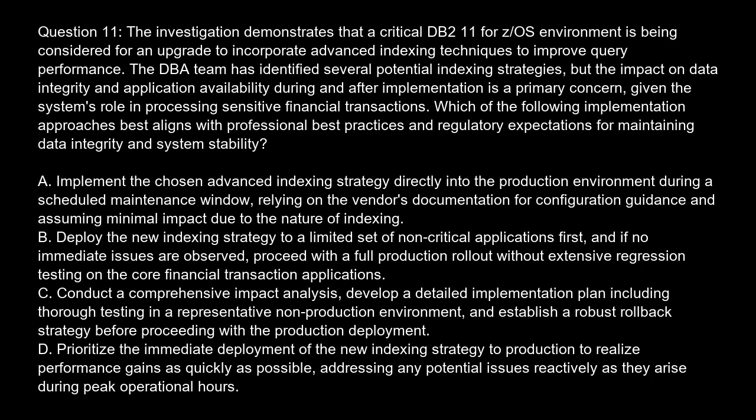Option C. Conduct a comprehensive impact analysis. Develop a detailed implementation plan including thorough testing in a representative non-production environment, and establish a robust rollback strategy before proceeding with the production deployment. Option D. Prioritize the immediate deployment of the new indexing strategy to production to realize performance gains as quickly as possible, addressing any potential issues reactively as they arise during peak operational hours.